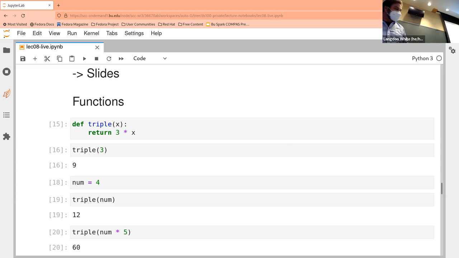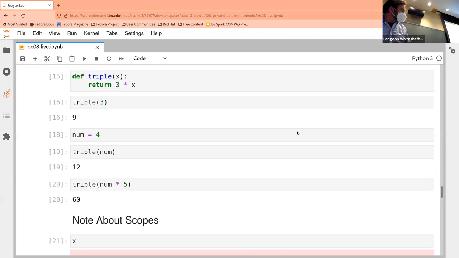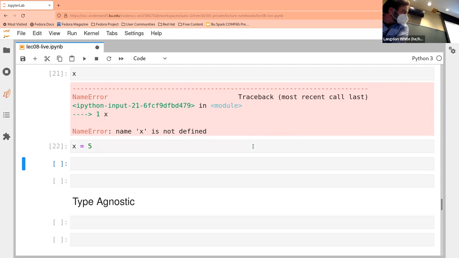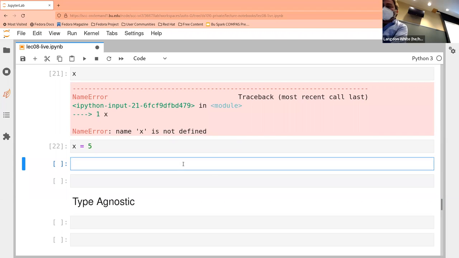All right, so let me go back here, sorry. So then if I define it, okay, let's say I define it as 5, but if I call triple, and let's say I pass, I don't know, 3, what am I going to get back?